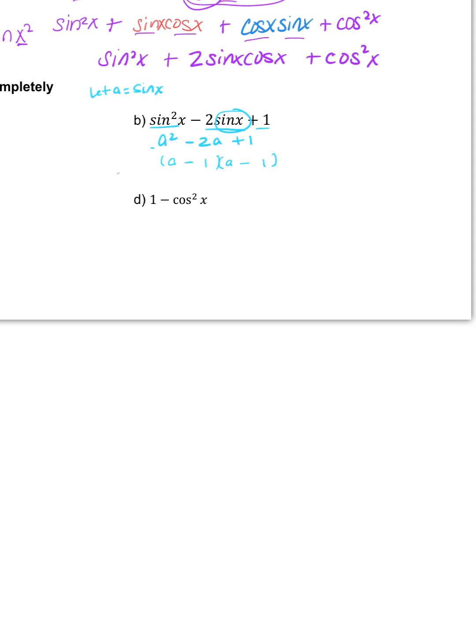So let's do this part where we want to substitute it back in. Now that you've done this, your answer has to be in the form of trig functions because that's what you started with. So now replace a with sine x. So here I will have sine x minus 1, sine x again, because that's a, minus 1.